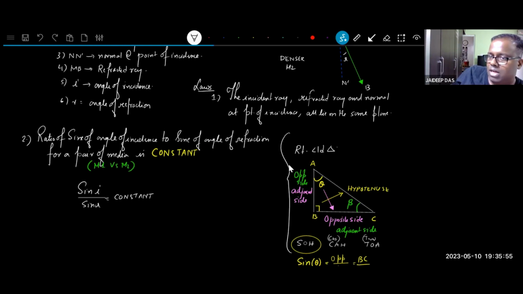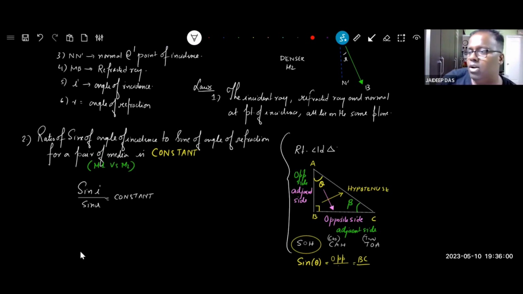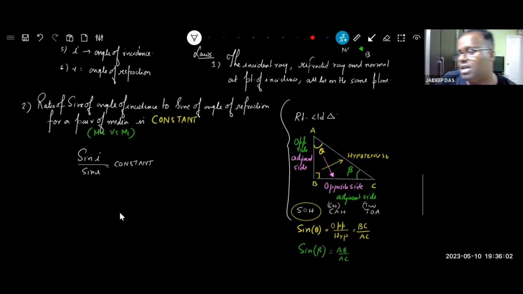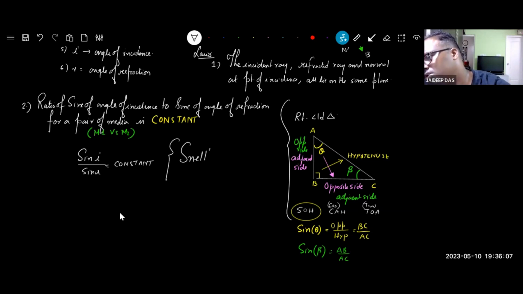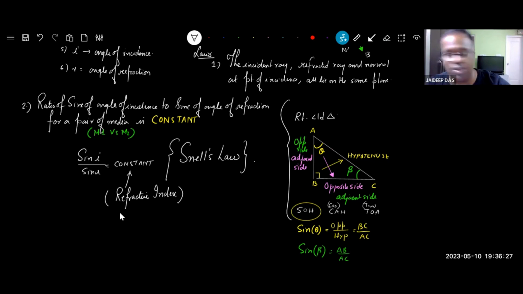Okay? Understood? Has it gone down your head or not? Right? And this law is also known as Snell's law. And the constant that you get, this constant has got a name, and the name of that constant is refractive index. This is known as refractive index.